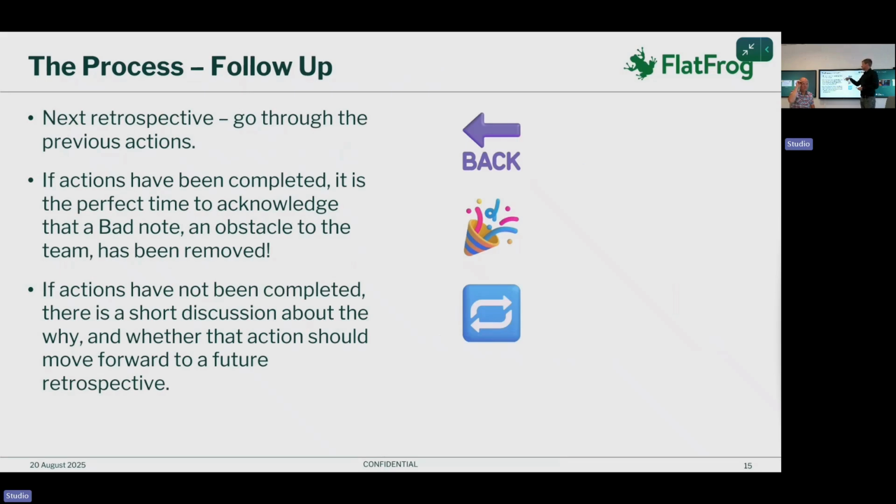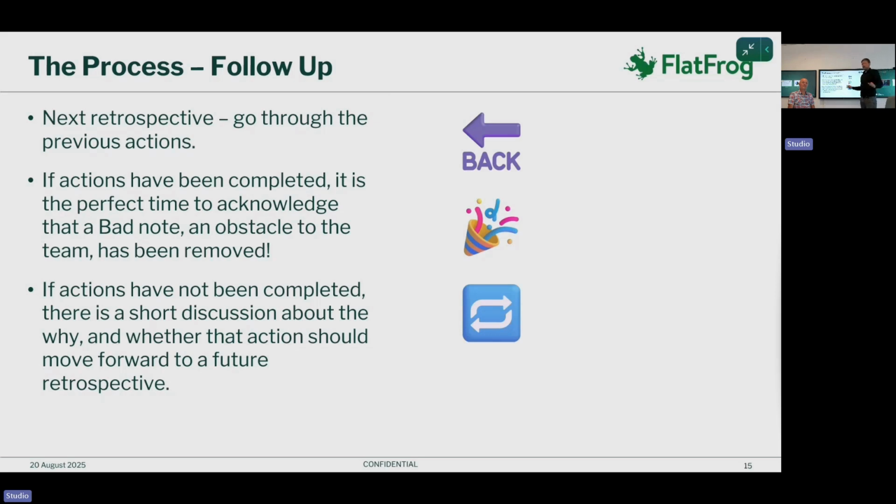After that, on the next retrospective, 2 weeks later or 2 months later, go through the previous actions. If the actions have been completed, it's the perfect time to acknowledge and celebrate. Now an obstacle has been removed. But if the action has not been completed, there could be a short discussion about why and if that action should be moved forward in time to be fixed at a later date.